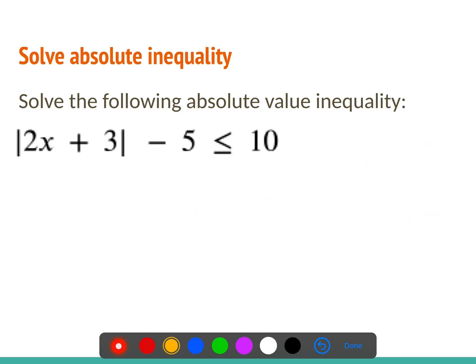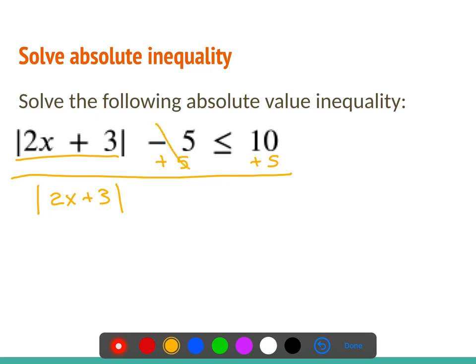All right, let's try another one. Now this one, I didn't even put which case it was because, like I said, you have to isolate to find out. So is it isolated? No. We need to move the 5 over to the other side. So I get the absolute value of 2x plus 3 is less than or equal to 15. Now that it's isolated, I can clearly see that it is the less than or less than or equal to.